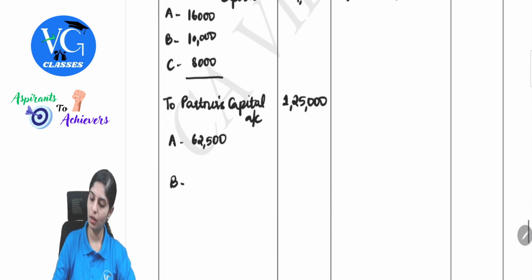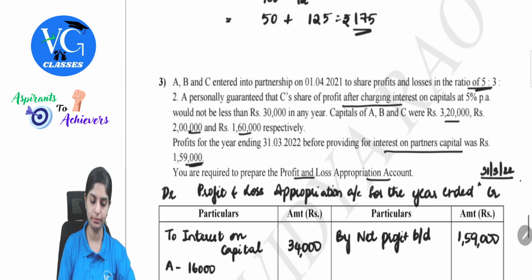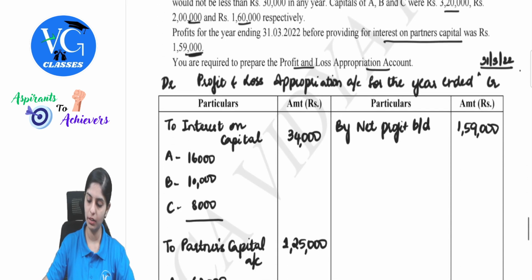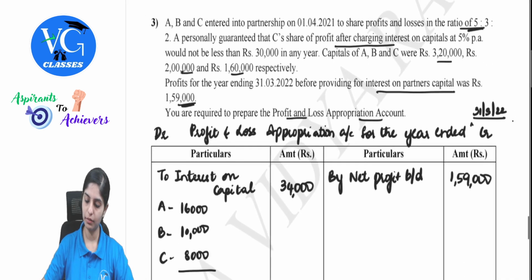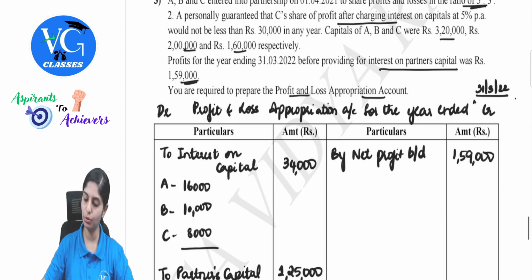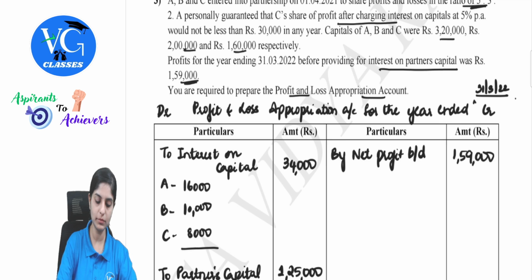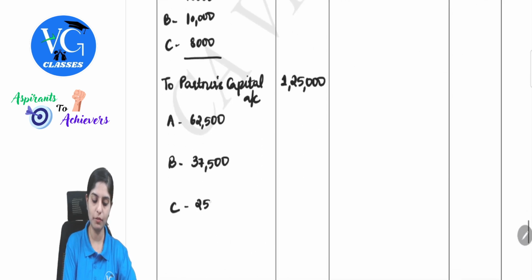For B, 1,25,000 into 3 by 10. This is 37,500 for B. And for C, 1,25,000 into 2 by 10. That will be 25,000 for C.